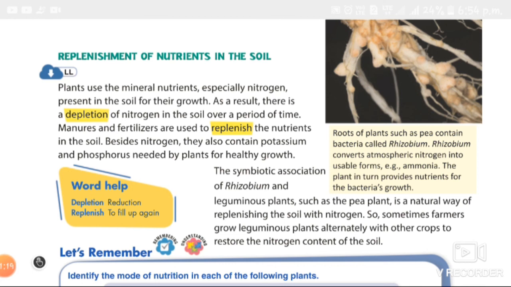This practice is known as rotation of crops. Understand that? These crops produce nitrogenous substances in their roots and make the soil fertile. This is about the replenishment of nutrients in the soil.